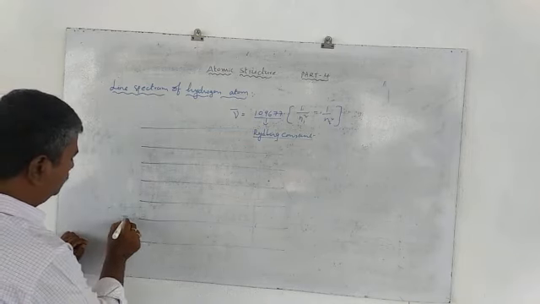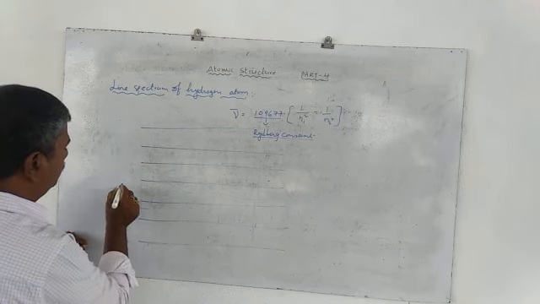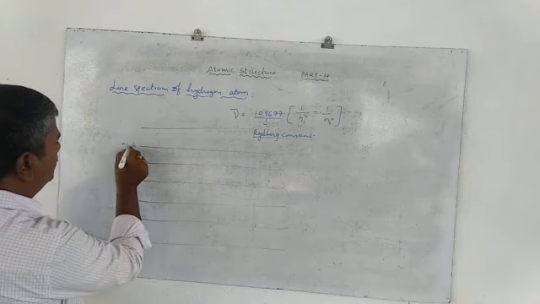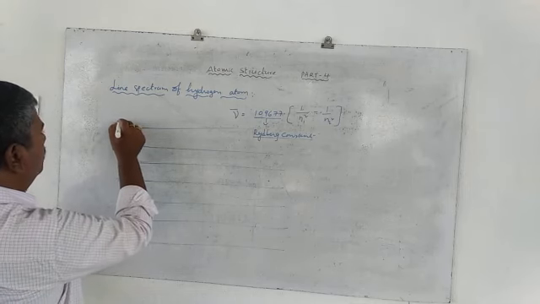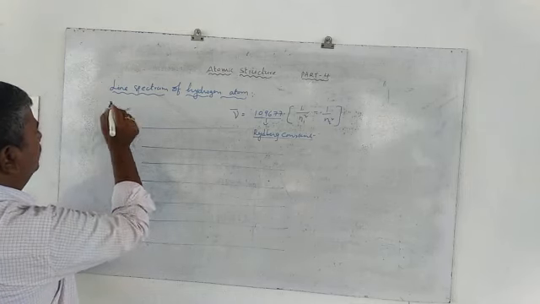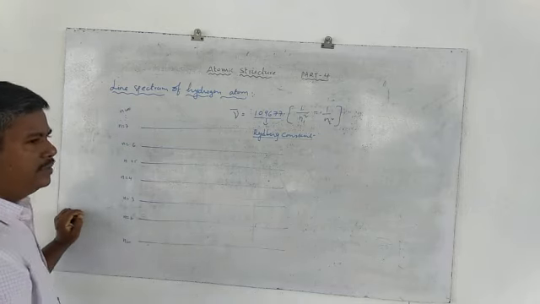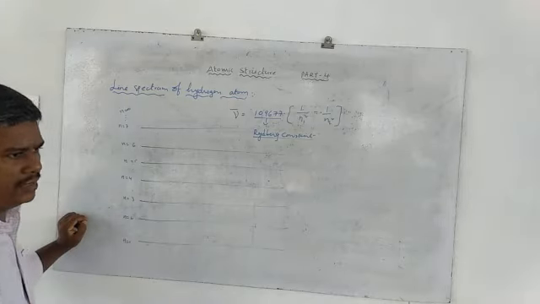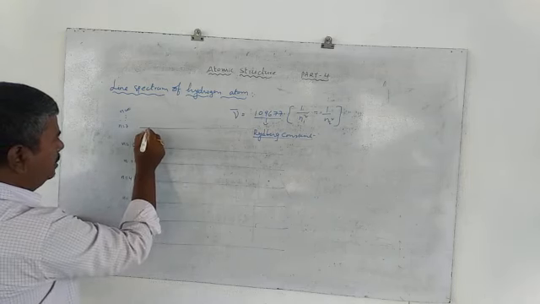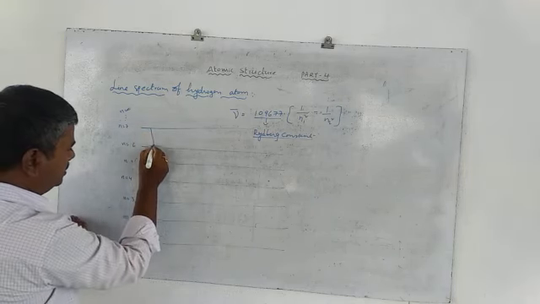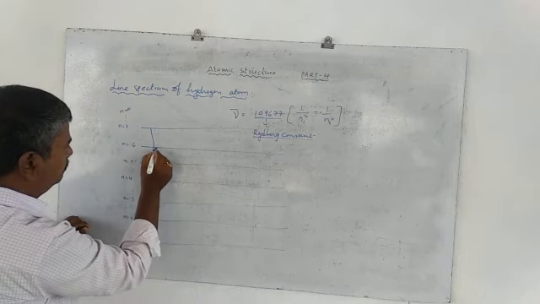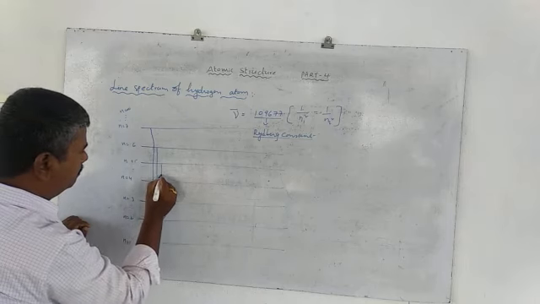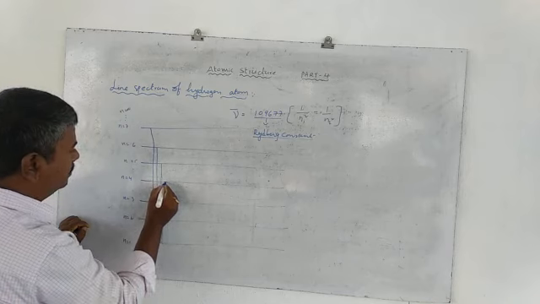n equal to 1, n equal to 2, n equal to 3, n equal to 4, n equal to 5, n equal to 6, n equal to 7, and so on up to infinity. Whenever electrons move from a higher energy level to a lower energy level, we obtain different spectral lines, which were discovered by different scientists.